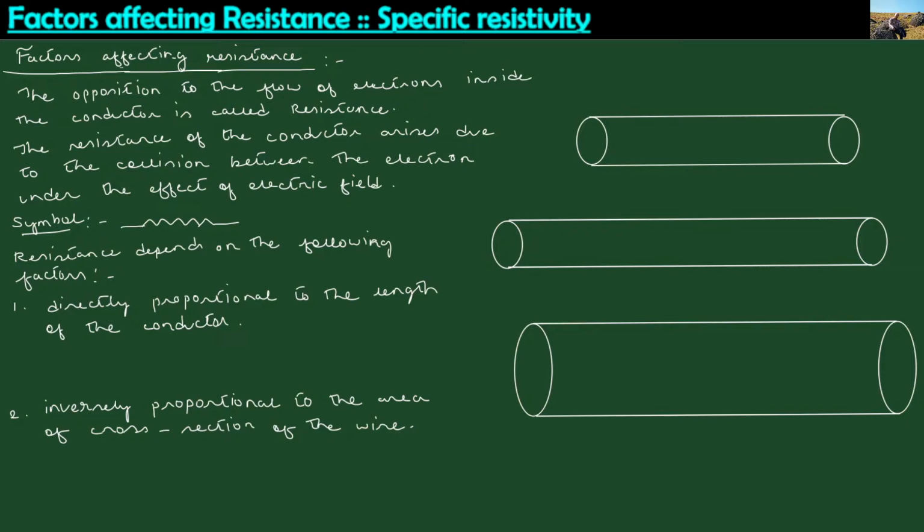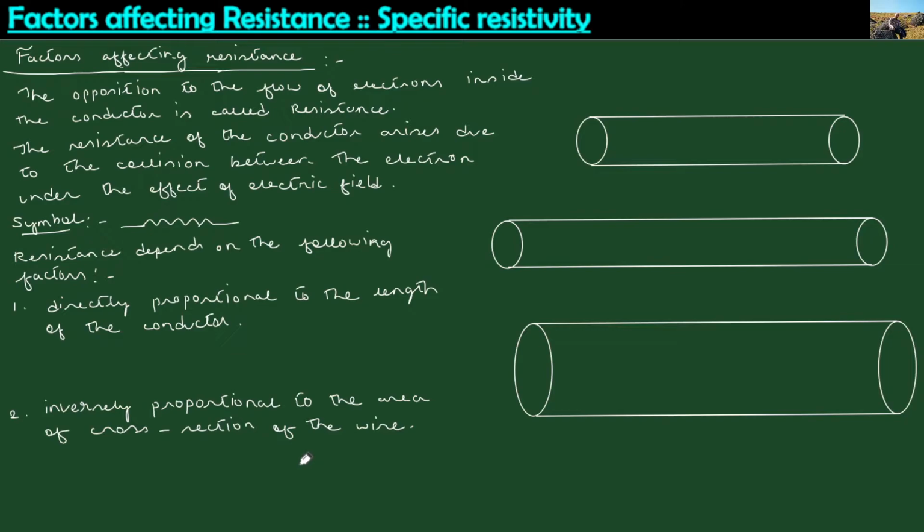In this teaching lesson, we will emphasize factors affecting resistance. And from here, we will establish one relation, or one term I may say, which is known as the specific resistance or resistivity of a conductor or of a wire.